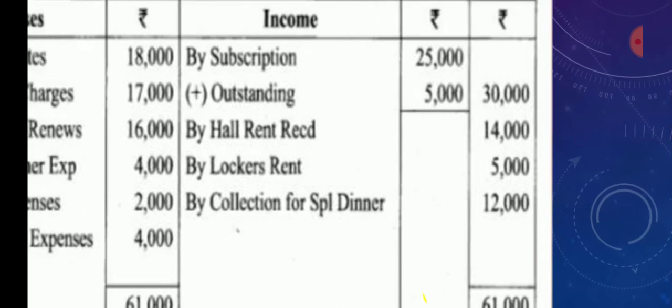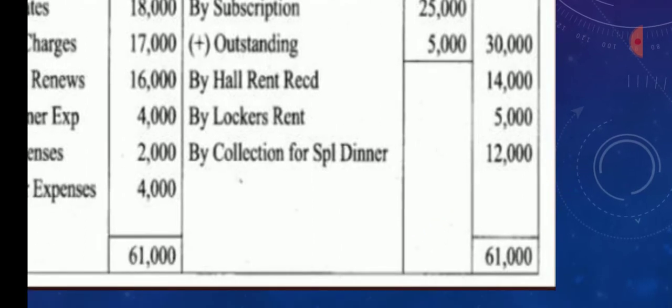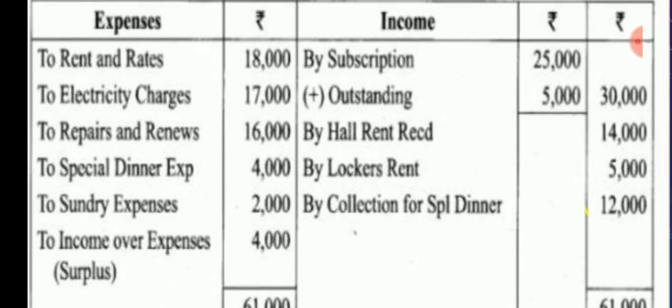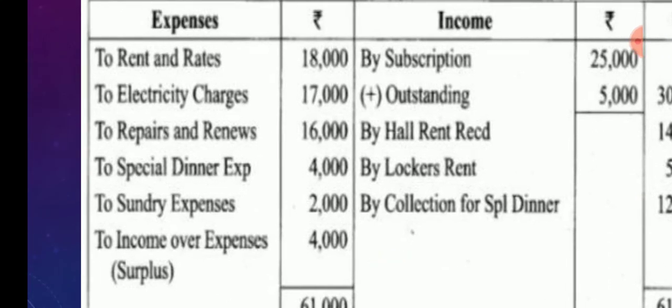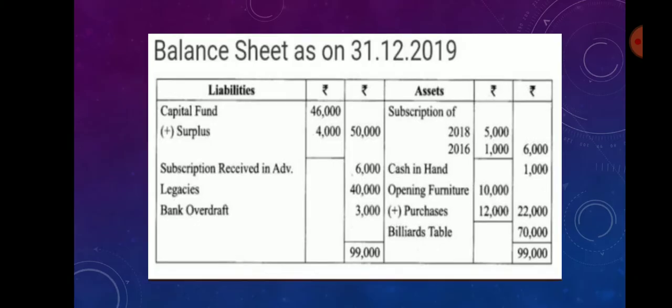The income side 61,000 is the total value, it's the highest value. The same value represents both sides. Income side 61,000 and expenses side just 57,000 only. So 61,000 minus 57,000, we get 4,000. The difference value represents surplus. Surplus means income over expenditure. Then finally, prepare the balance sheet as on 31st December 2019.